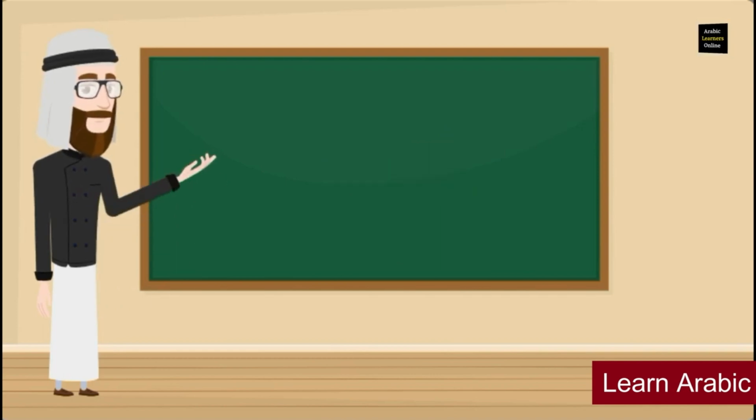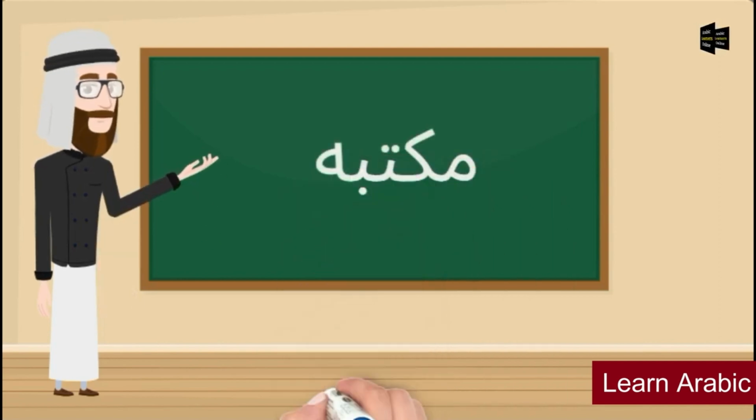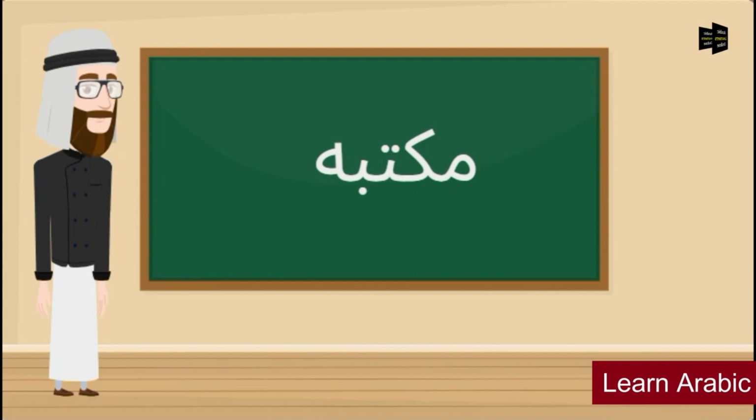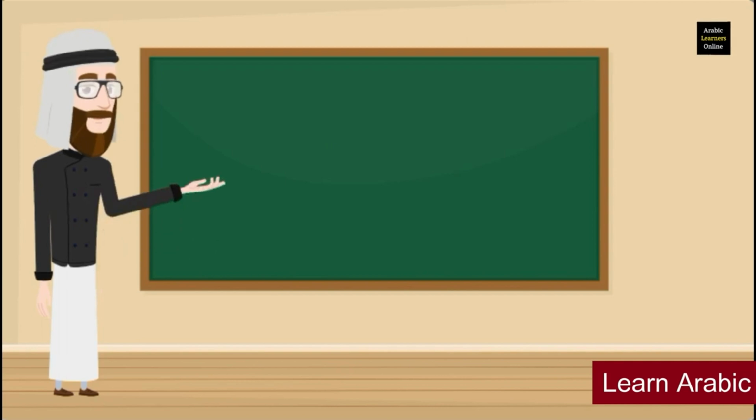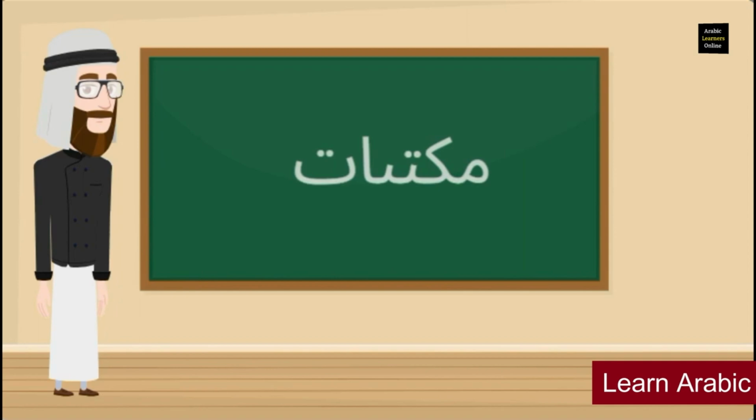Another example is the feminine noun maktaba. It means library. Just like before, we add al to make it al-maktaba. And if we want to talk about multiple libraries, we'll apply the plural rules, and it will be maktabat.